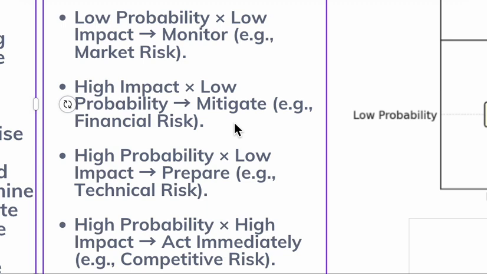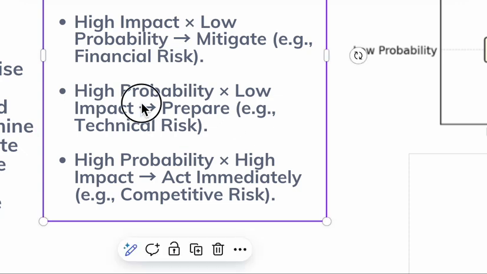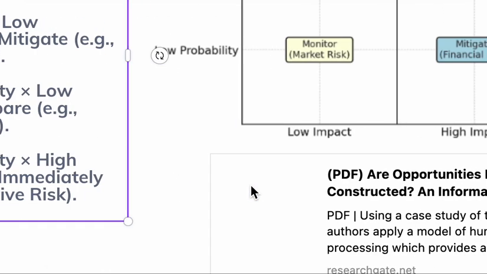Yeah, for instance, a financial crisis may be unlikely, but if it hits, it can cripple a business. The third one is high probability times low impact. So these are frequent risks but not catastrophic. Yeah, because the best response is to prepare. So for example, technical glitches in an app may not destroy the business, but they happen often enough to require a preventive system. And finally, high probability and high impact.